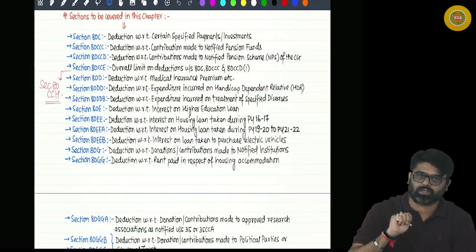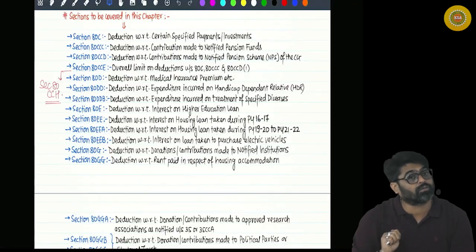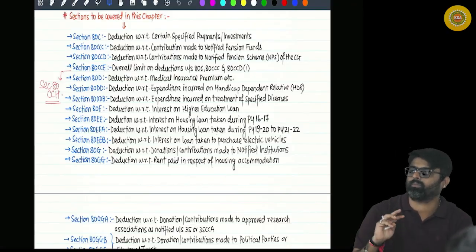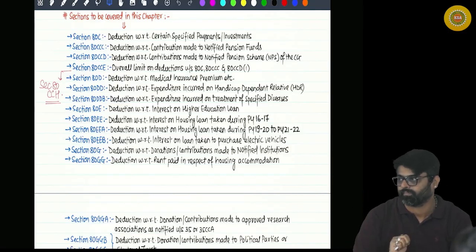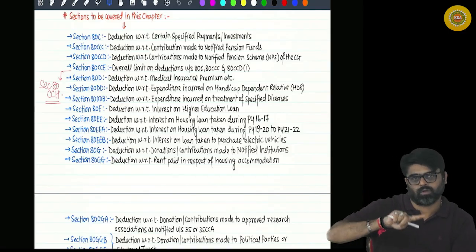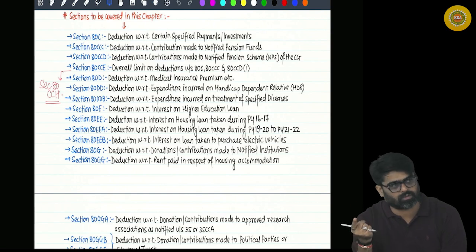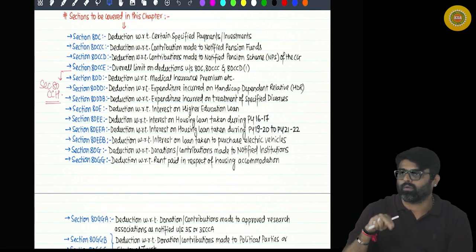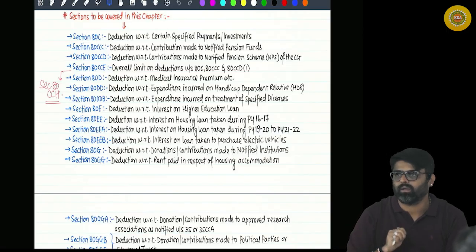Now in one question, how many deductions will they ask? In one single question of computation of total income, approximately 2 to 3 deductions will be there. So there will be a combination. 80C will be there, so along with 80C, other deductions will be there in the combination. 80D will be there, then along with 80D, other deductions will be in combination.